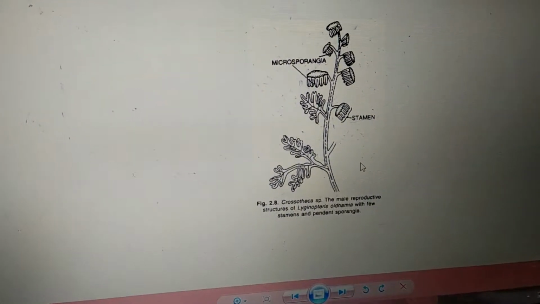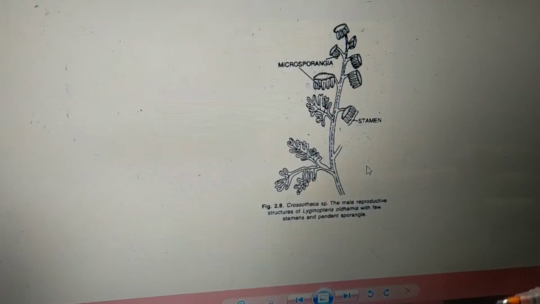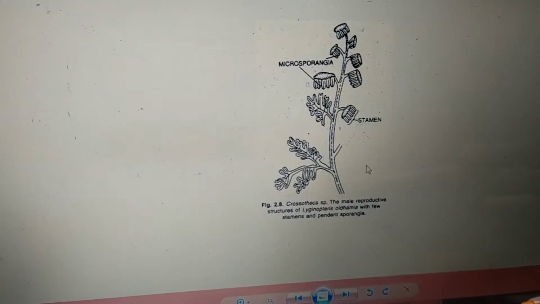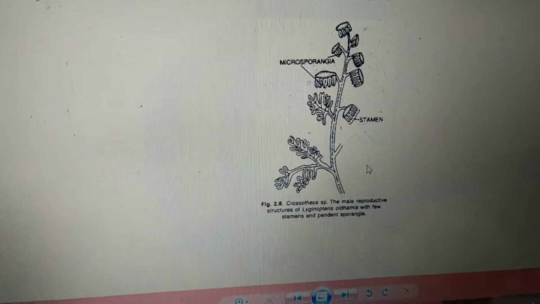In a similar way, we have megaspores produced in a sac called the megasporangia, which is formed on a leaf-like structure called the megasporophyll.